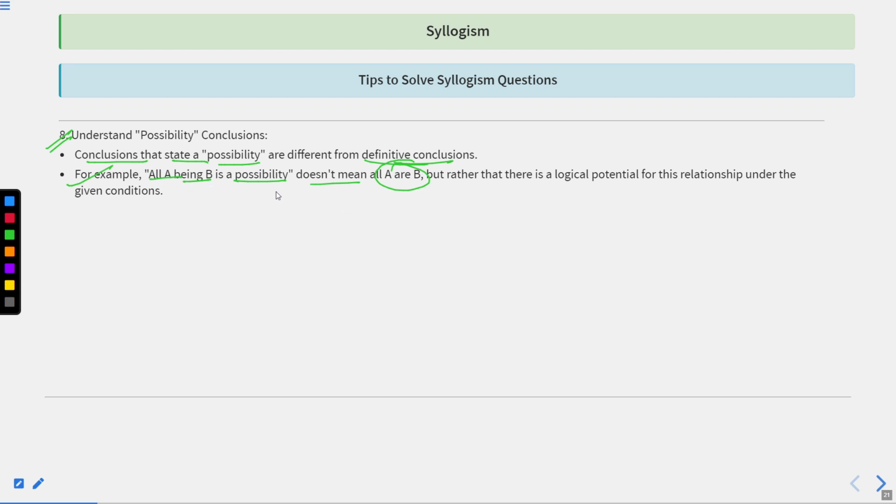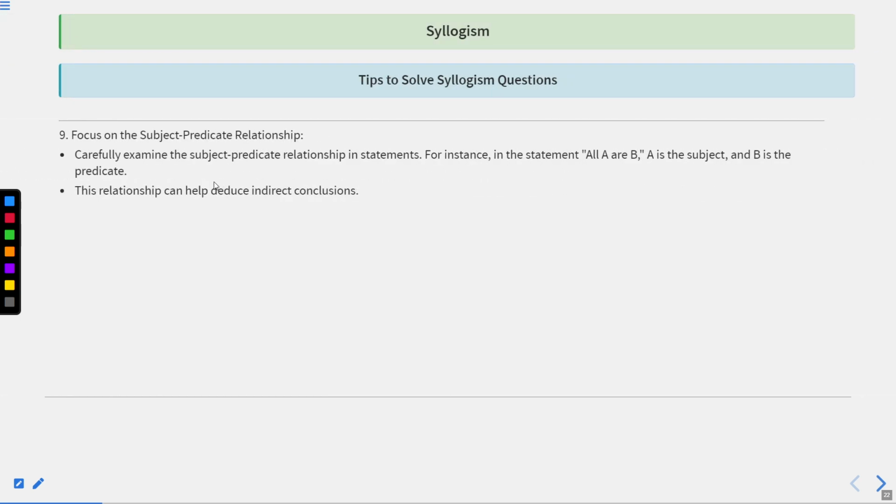All A being B is a possibility doesn't mean that all A are B, but rather that there is a logical potential for their relationship under the given condition. Okay. Now, moving forward.